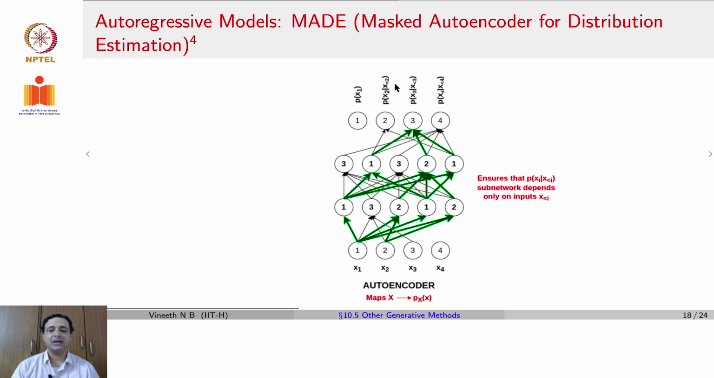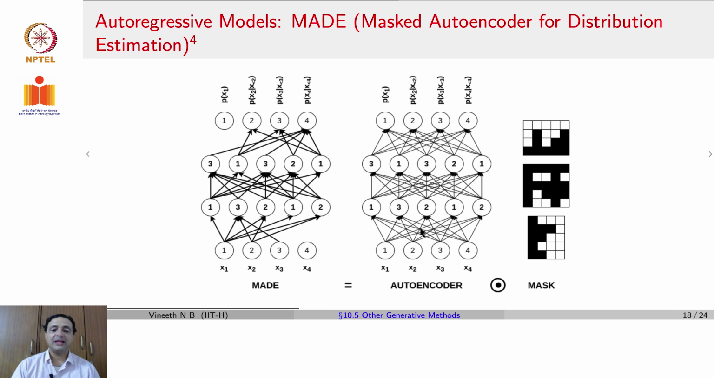Similarly, you can say it for p of x3, which depends only on all nodes labeled 1 and 2, and for p of x4, which depends on nodes labeled 1, 2 and 3. So at the end, the autoencoder has only a few weights saved, and it appears when you implement that you have a full autoencoder, but you use a mask to only retain a certain set of weights and discard the other set of weights while forward propagating or doing back propagation.